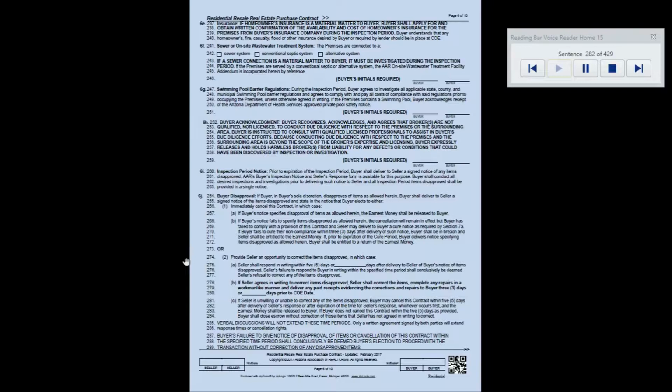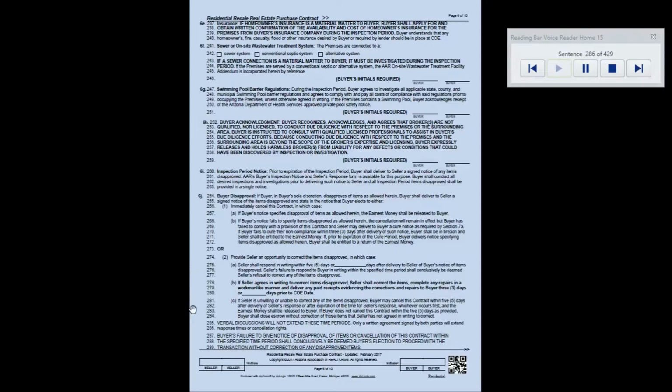Provide seller an opportunity to correct the items disapproved, in which case seller shall respond in writing within 5 days or days after delivery to seller of buyer's notice of items disapproved. Seller's failure to respond to buyer in writing within the specified time period shall conclusively be deemed seller's refusal to correct any of the items disapproved. B. If seller agrees in writing to correct items disapproved, seller shall correct the items, complete any repairs in a workmanlike manner and deliver any paid receipts evidencing the corrections and repairs to buyer 3 days or days prior to COE date. C.